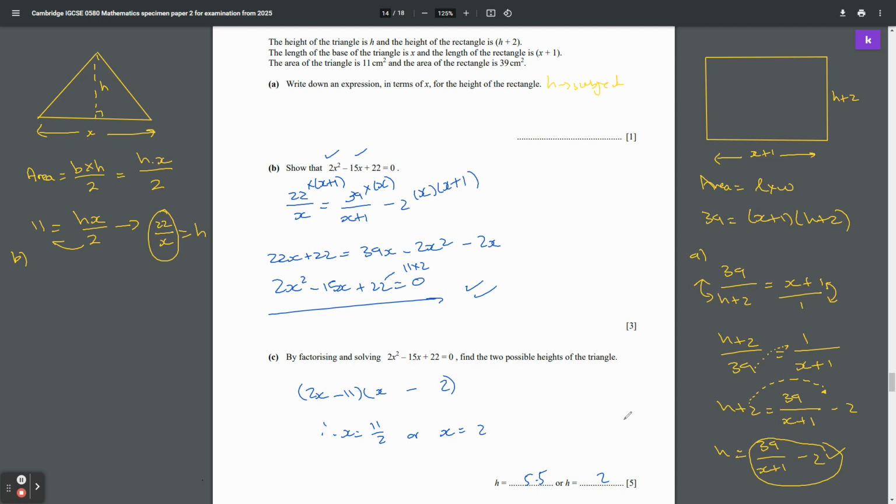All right, two possible heights. So therefore, maybe we need meters or centimeters. So let's not forget the units. Centimeters, because it's height over here. All right, and this answer here would be over there.